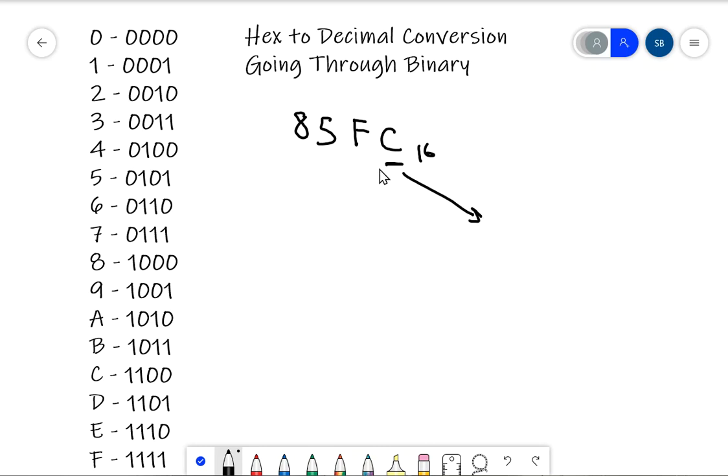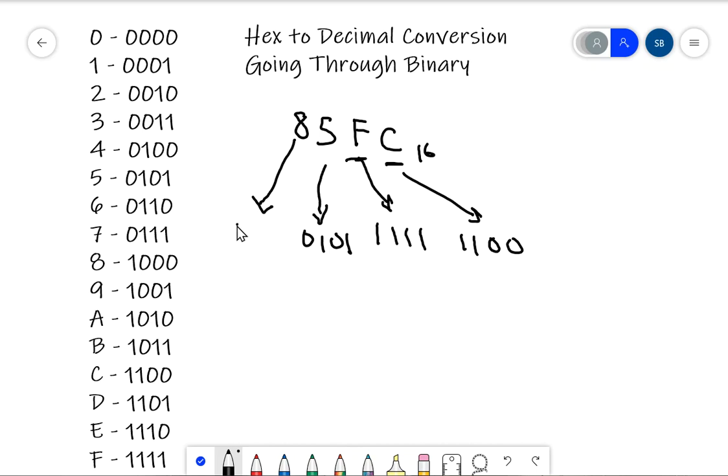So 85FC this time. So C is 1, 1, 0, 0. I'm going to try and space these out a little bit better when I write it. So F is next, and that's 1, 1, 1, 1. And 5 is 0, 1, 0, 1. By the way, if this would have been a 0, I still have to put 4 zeros here. Remember, I have to hold the weighting of the position, so I can't get rid of any zeros. I've seen students do that for some reason. So I got my binary number.